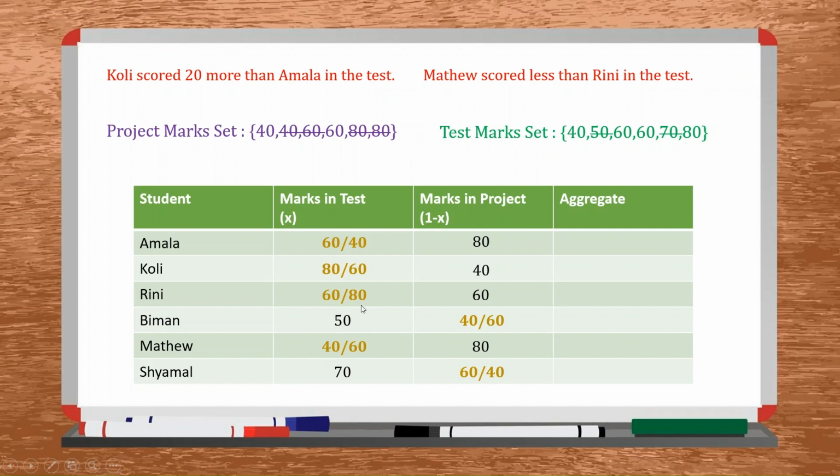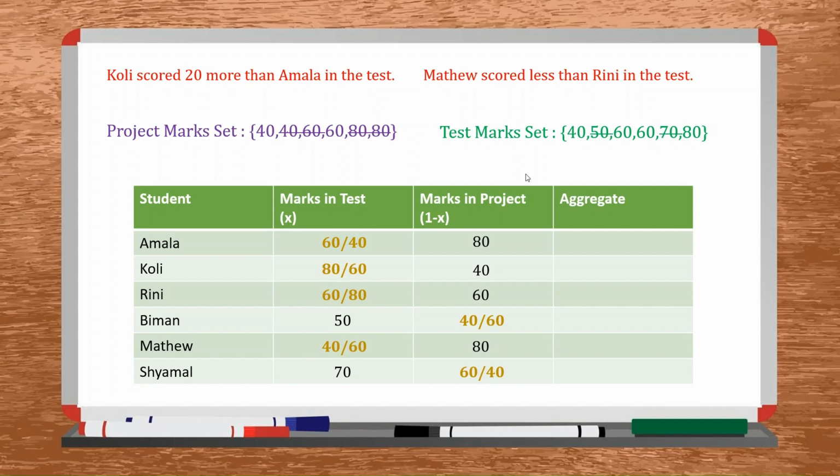And then if I assign 80 to Kohli, 60 to Amla, and if I assign 60 to Kohli, 40 to Amla, then I'll have to assign 80 to Rini because Rini has more marks than Matthew, and I'll have to assign 60 to Matthew. So this is the possible corresponding value set that I can make out of this particular information. Now, we have consumed all the information that we had in red and the green color.